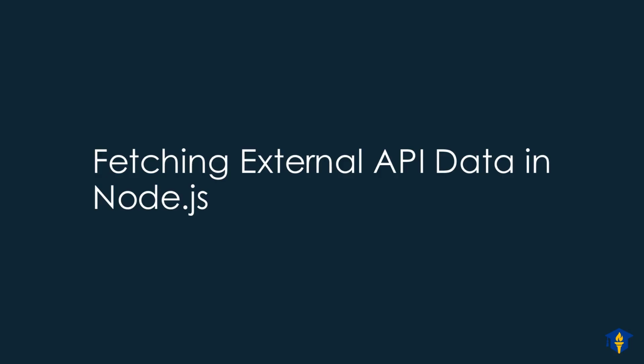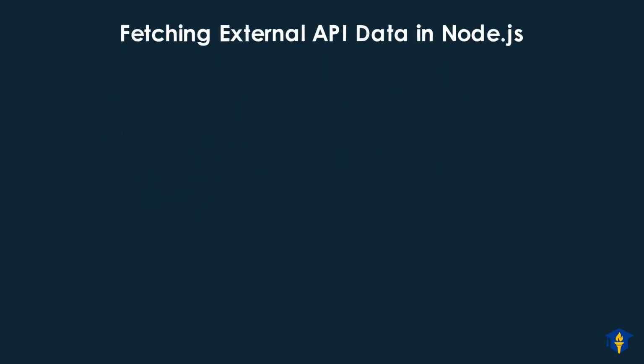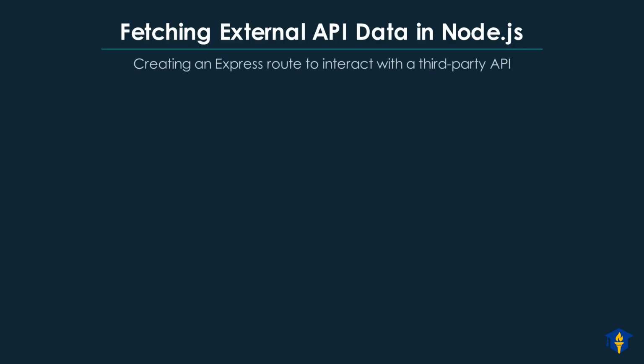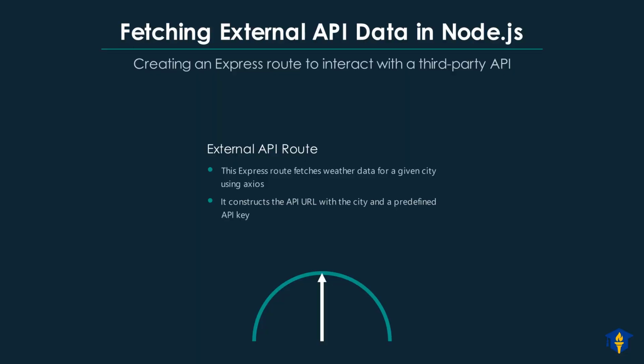Let's now explore how to fetch external API data directly within our Node.js backend. We will focus on creating an Express route specifically designed to interact with a third-party API. Here we have the external API route, which demonstrates how to integrate with an external service.